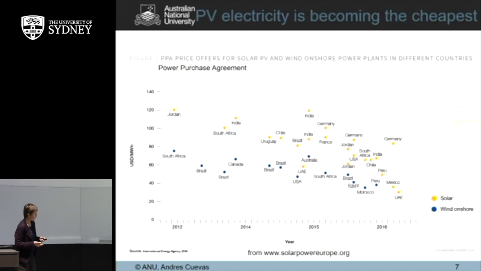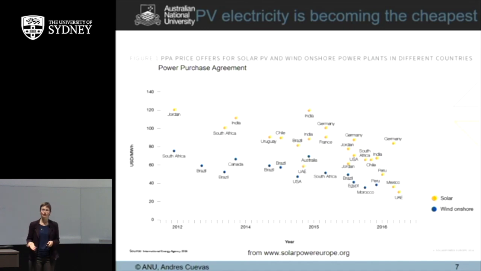We can also look at what's happening on a country-by-country basis. So this is again the price, and this is versus time now. The yellow dots are solar prices in various countries, and the blue dots are wind. You can see five or so years ago, solar was significantly more expensive than wind, but the price has come down to a point where they're pretty similar now.